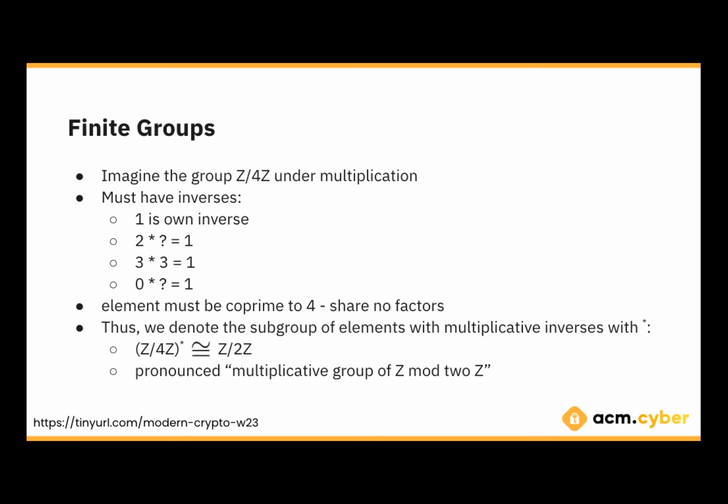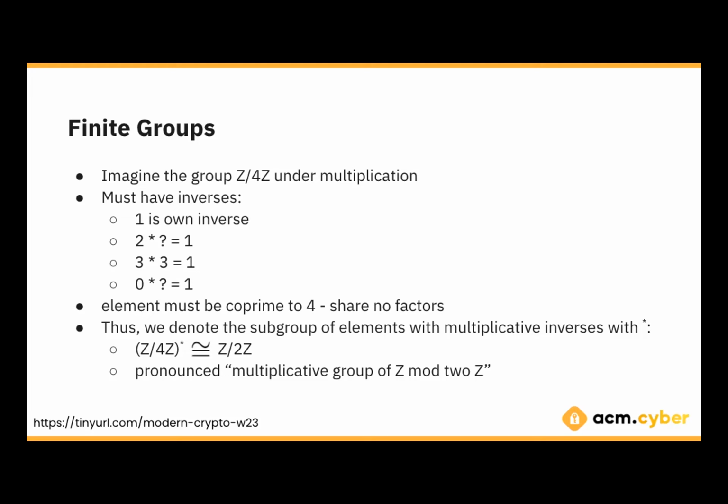One of the things that makes something a group is that it has to have inverses, right? One is its own inverse, because 1 × 1 = 1. And 3 × 3 = 9, and when you divide by 4, you get a remainder of 1. So 3 is its own inverse as well. But 2 has no inverse, because every time you multiply 2 by something, you get an even number, and when you mod by 4, you still get an even number. So it's impossible to get 1. And similarly, 0, when you multiply it with anything, you get 0.